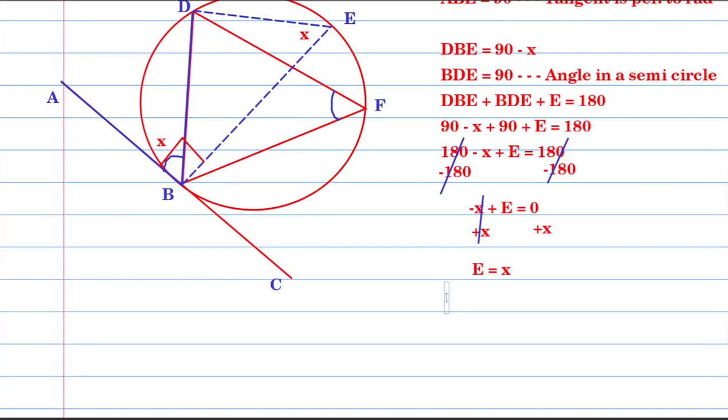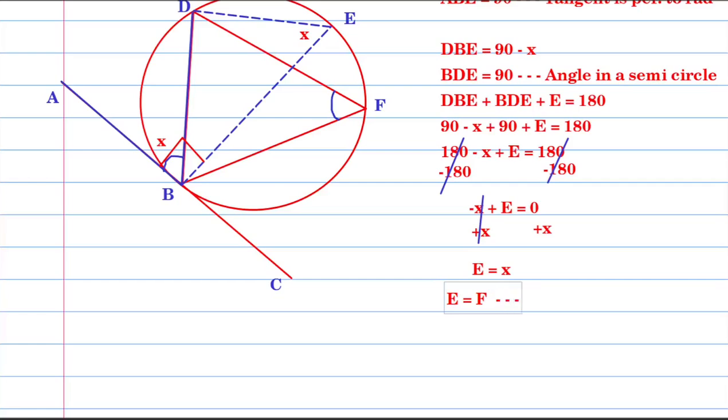If you are having a problem, just go back to our previous episode and try to master each of the theorems, because we are just recalling angles in the same segment. That was our episode number 2. Now we are saying angle E is equal to angle F, equal to x.